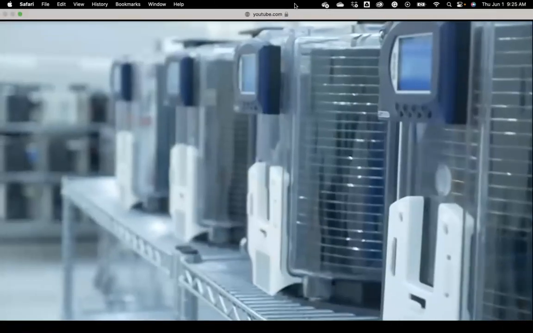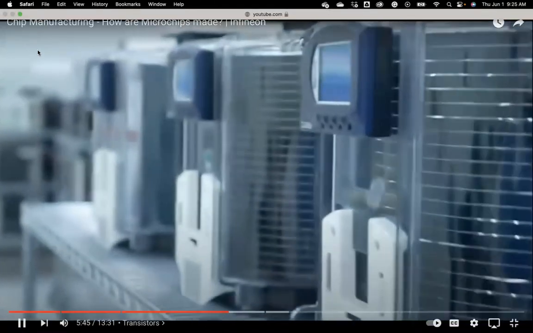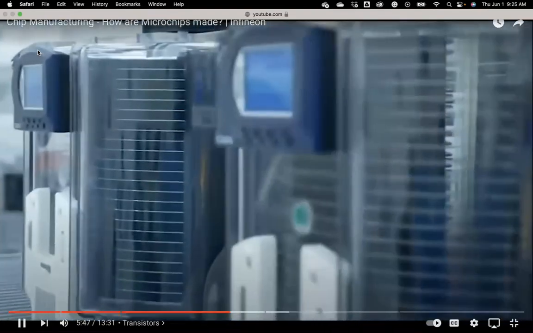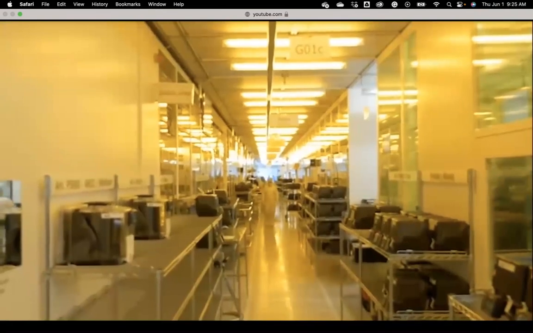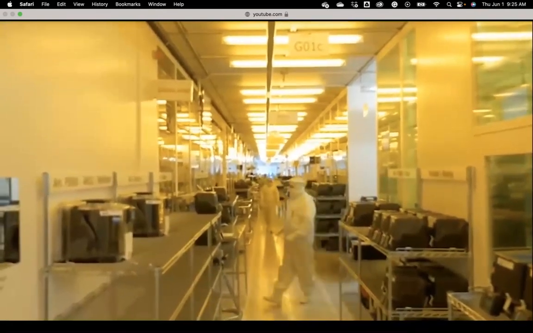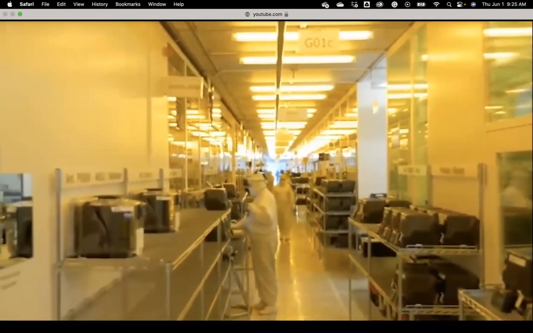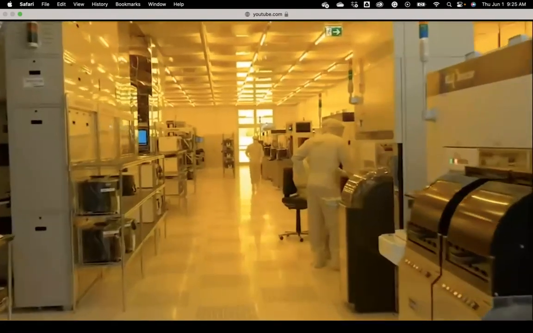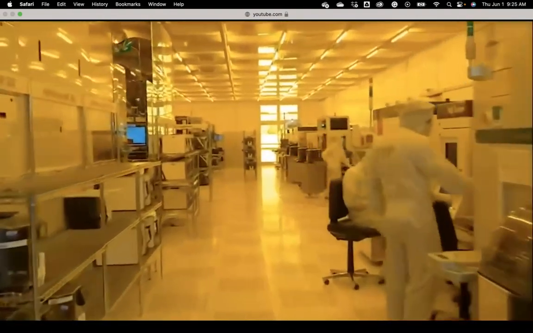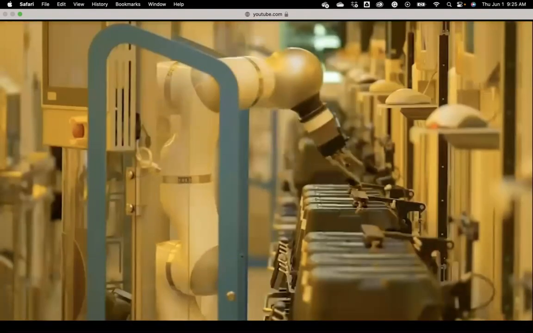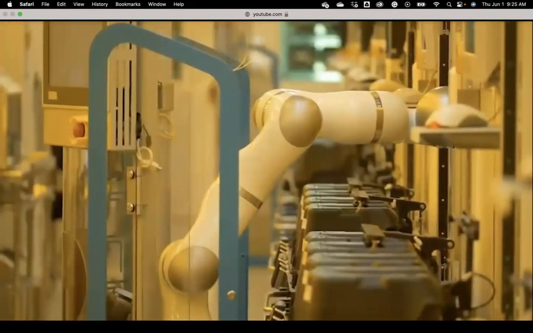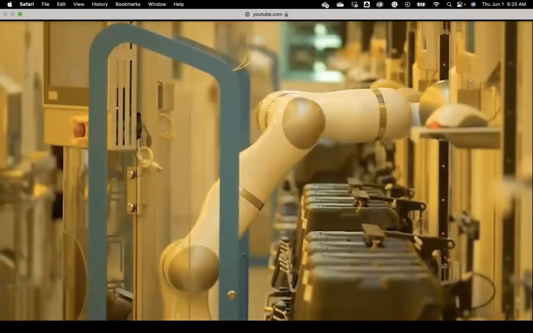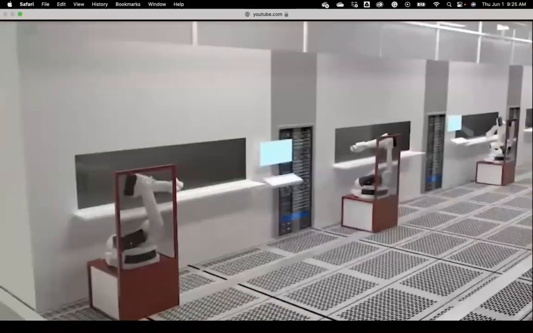To ensure that the microscopic structures of a chip are reproduced flawlessly, they have to be fabricated in a dust-free environment with stable temperature and humidity levels. In other words, they have to be made in a clean room. A clean room is a room in which no more than one particle of dust larger than 0.5 micrometers is permitted in around 10 liters of air. This is even cleaner than the air in an operating room.